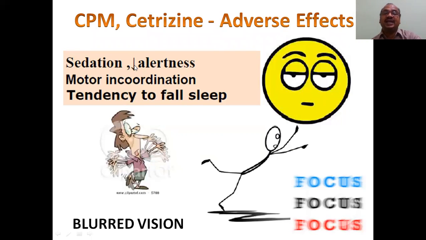Sedation it produces, and it decreases alertness. You are not in alert mode when you consume this tablet. Motor incoordination: the motor part of the brain gives the signal to the entire body. There is no coordination, so he is unable to walk properly. There is a tendency to fall asleep; he wants to fall down on the floor or on the bed. And blurred vision: see here how we are looking, focus. Blurred vision. These are the biggest problems of CPM and cetirizine. Very important.